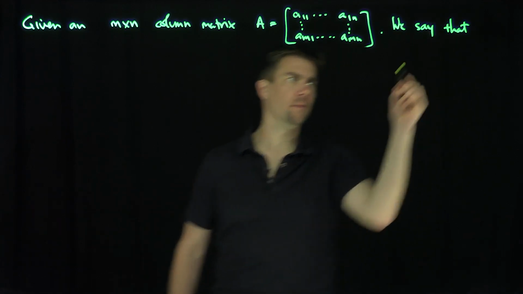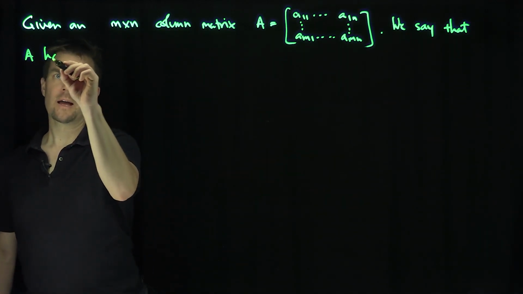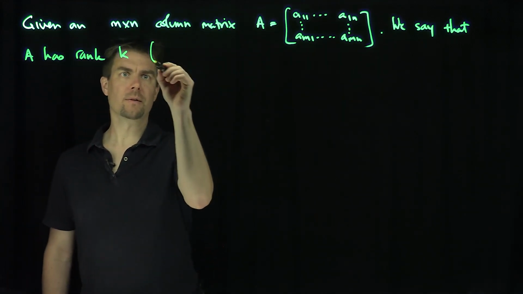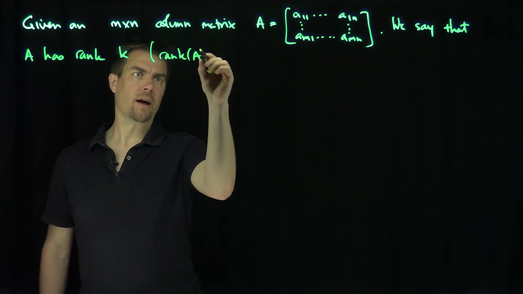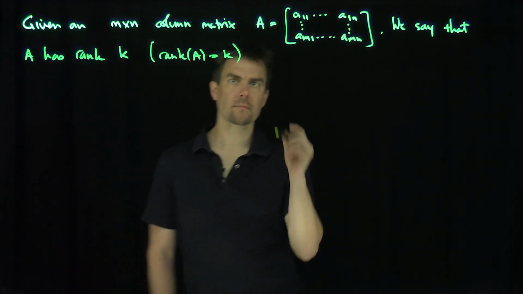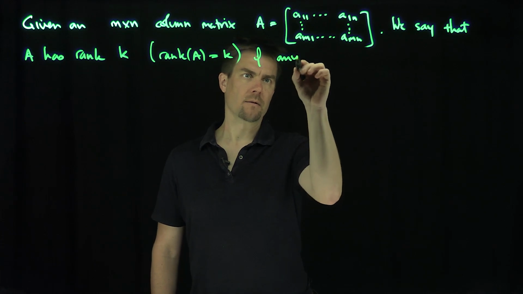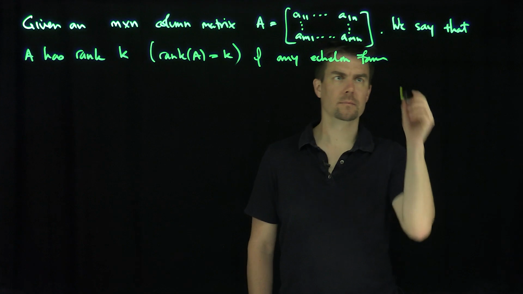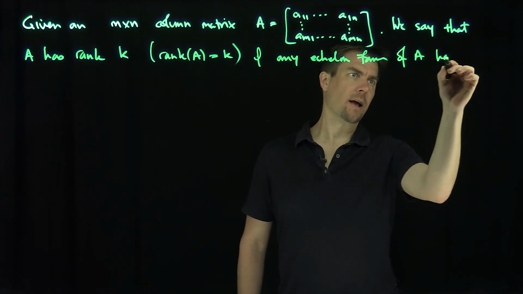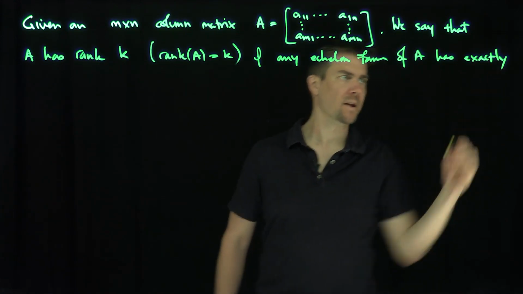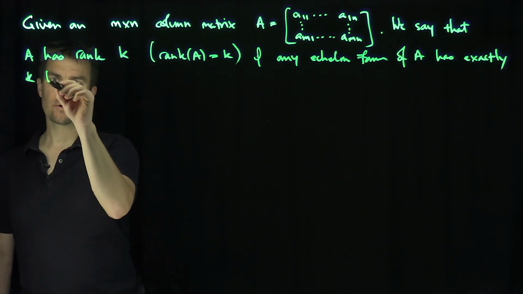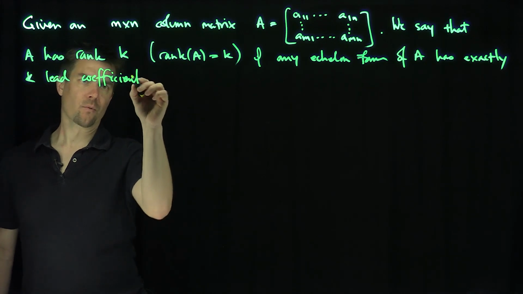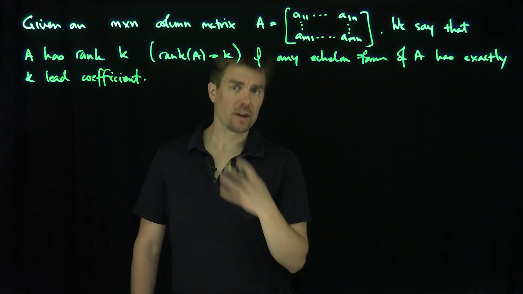We say that A has rank equal to K, written rank of A is equal to K, if any echelon form of A has exactly K lead coefficients. In other words, the rank is just a count of the number of lead coefficients in a matrix A.